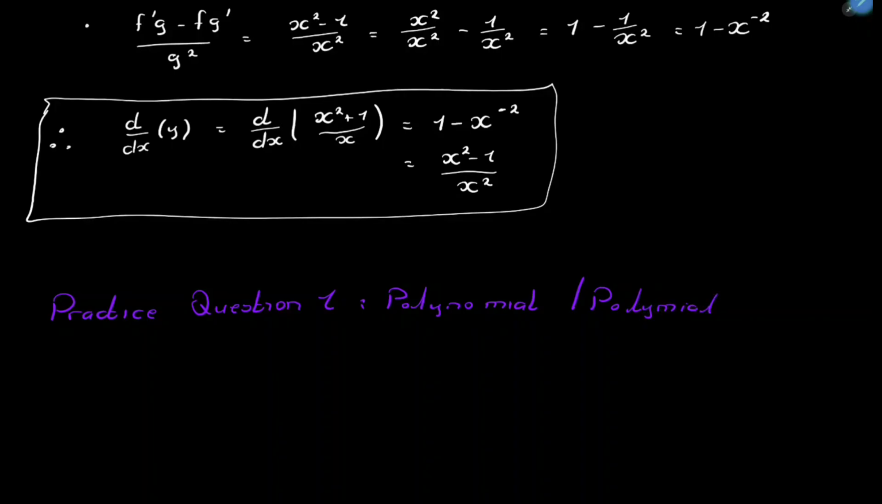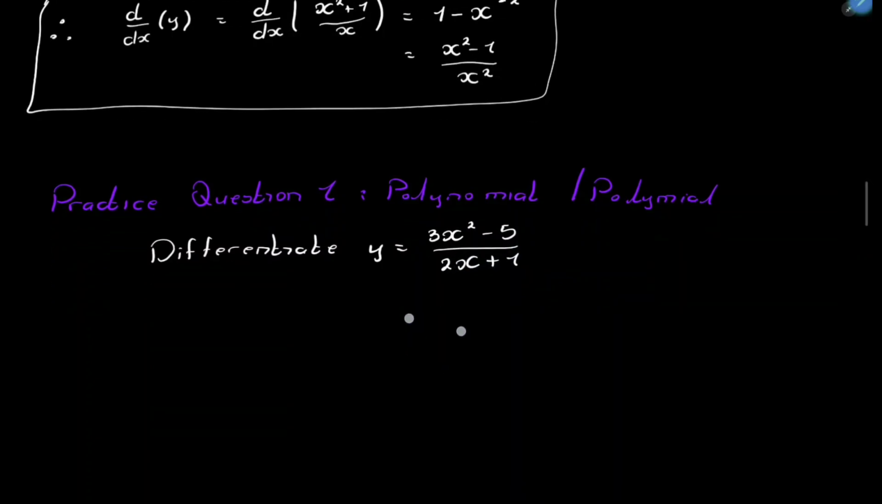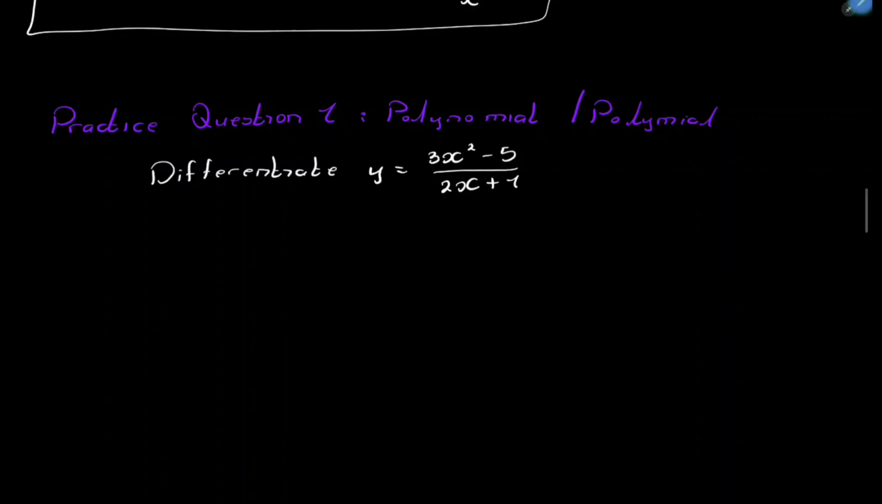So what does this question tell us to do? Differentiate y equal to 3x squared minus 5 divided by 2x plus 1. So I'm going to leave you some time to attempt this question and put your answers in the comment box below, and each and every one of us are going to get down to it with our own reviews and remarks.